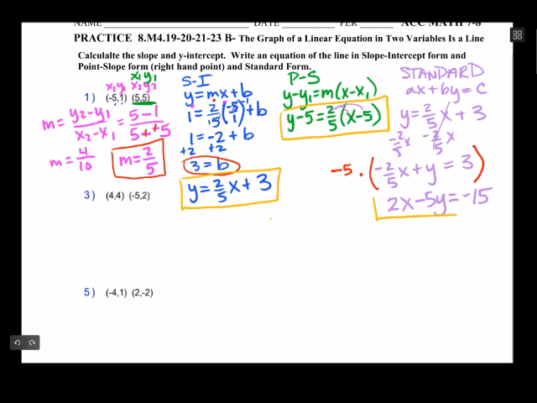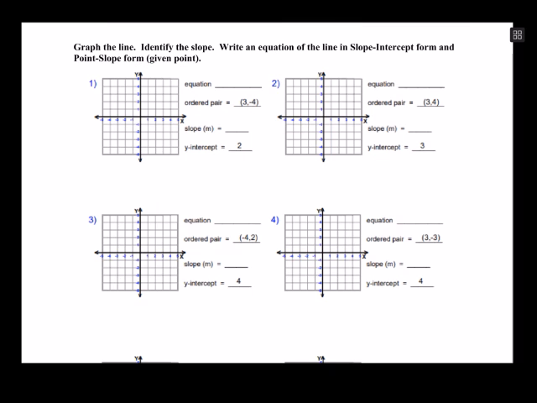I now have a positive whole number leading coefficient, and I have standard form. So that's how we write slope-intercept form with an unknown b, point-slope form, and standard form. Let's do an example from page 3. It says graph the line, identify the slope, and write our equation in slope-intercept form and point-slope form.